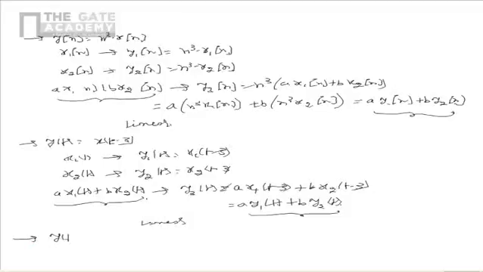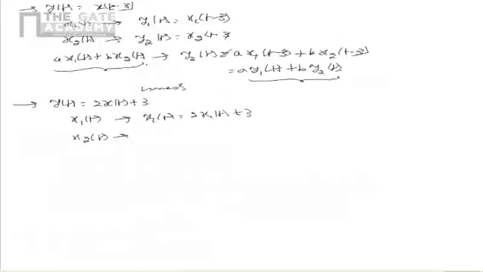Now let us consider another system. Y of t is equal to 2 times x of t plus 3. For an input of x1 of t, the output is y1 of t is equal to 2x1t plus 3. For an input of x2 of t, the output is y2 of t is equal to 2x2 of t plus 3.